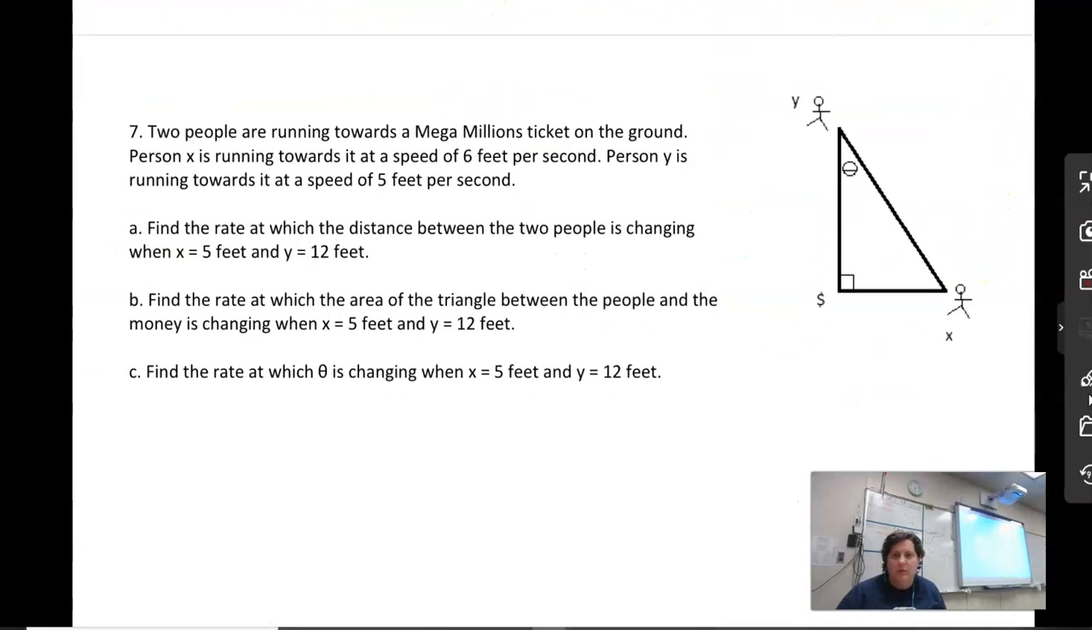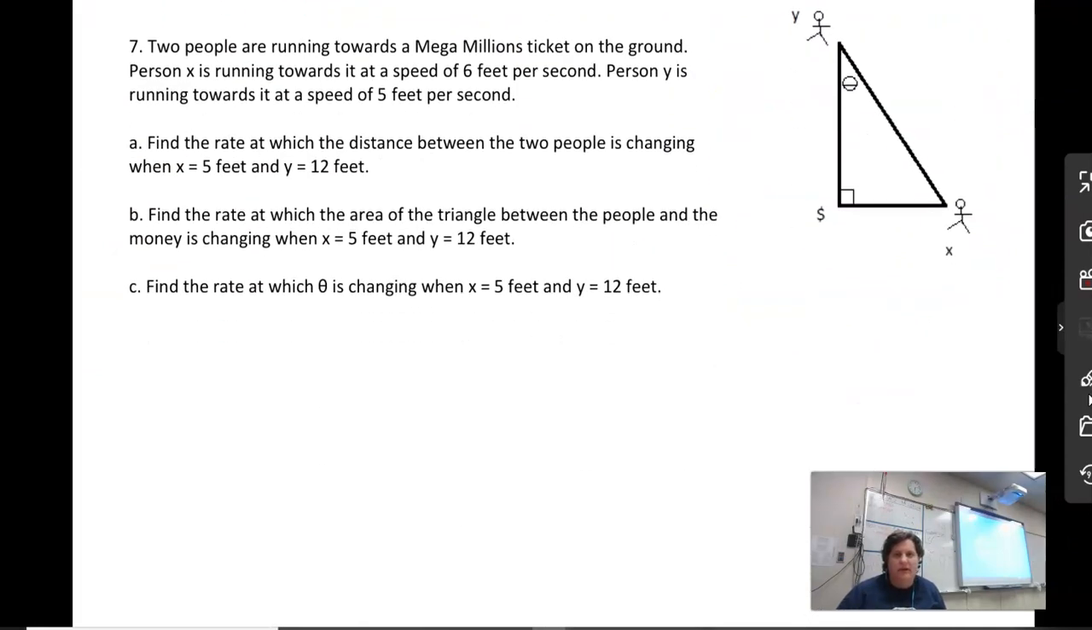All right, let's hit one more free response real quick. I feel like we did this before, but whatever. Good practice, right? Two people are running toward a Mega Millions ticket on the ground. Person X is running toward it at a speed of 6 feet per second. So it's actually -6 though, because my triangle is getting smaller, right? Person Y is running toward it at -5 feet per second. Find the rate at which the distance is changing when X is 5 and Y is 12. This is 5, 12, 13.